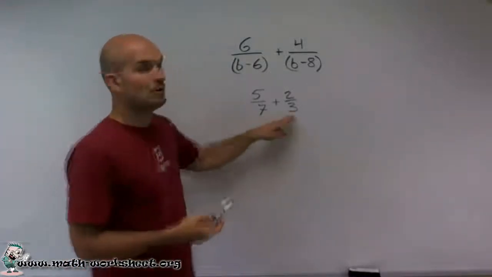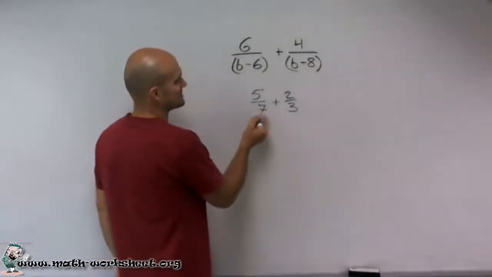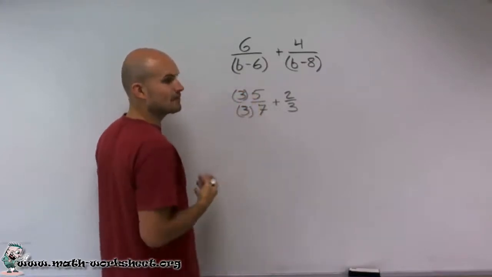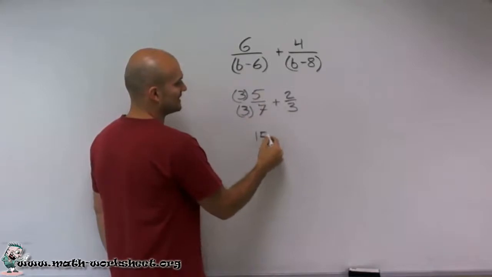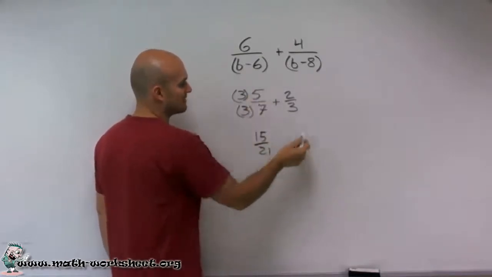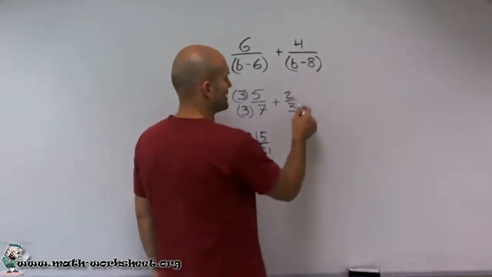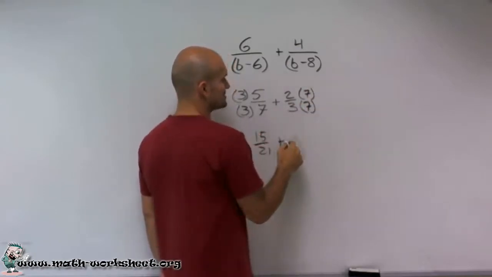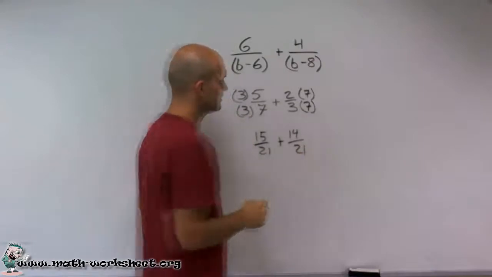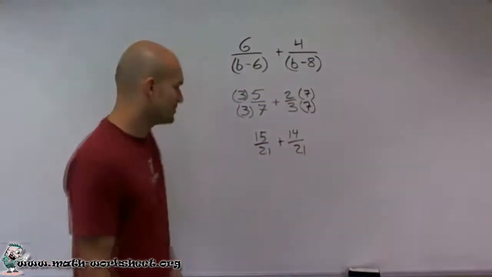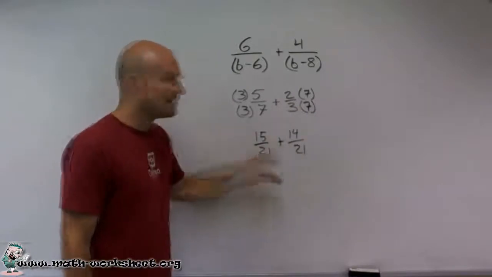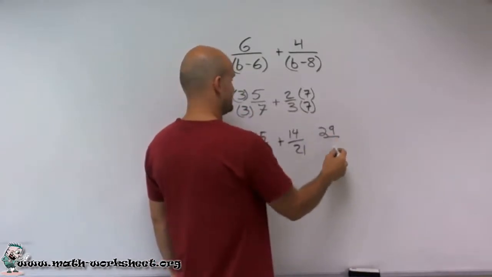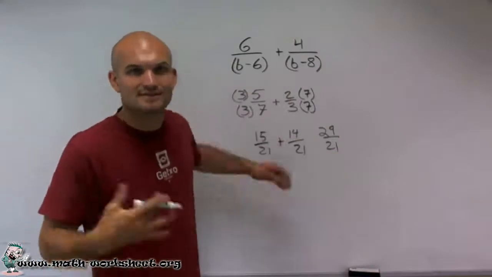That means I need to get both of these denominators to be 21. To get 7 to be 21, I need to multiply by 3. But you need to multiply the top and the bottom to keep your fractions equivalent, because 15 over 21 is equivalent to 5/7. Then for 2/3, I need to multiply by 7, so 2 times 7 is 14 over 21, which is equivalent to 2/3. Once I have the same denominators, I can combine them: that's 29 over 21. Now, that's the old stuff to get you to remember.